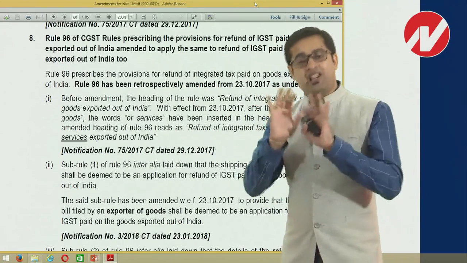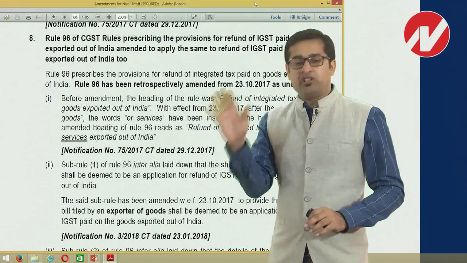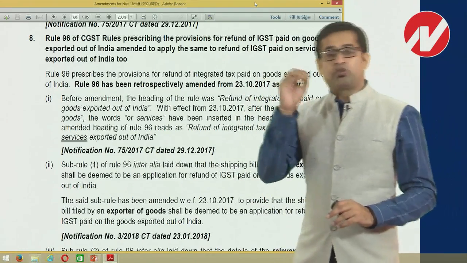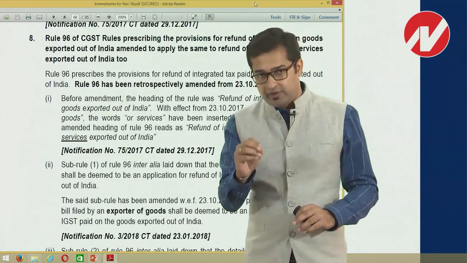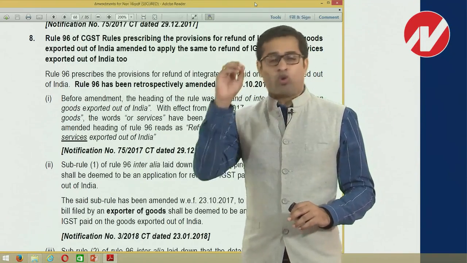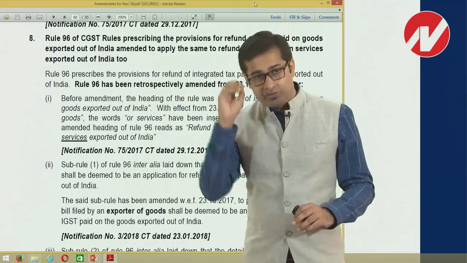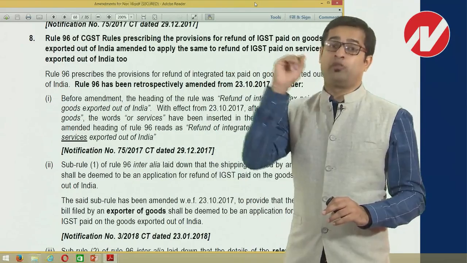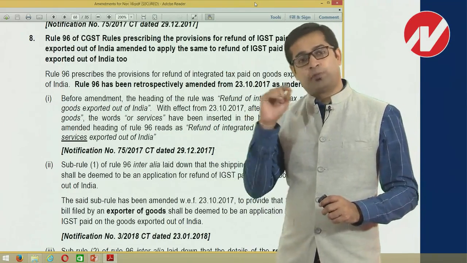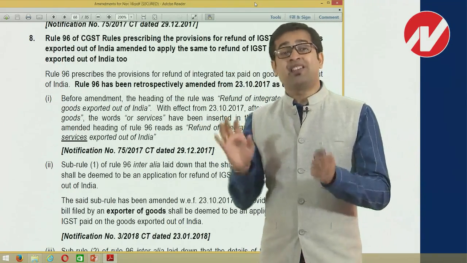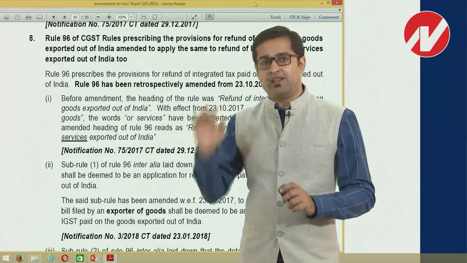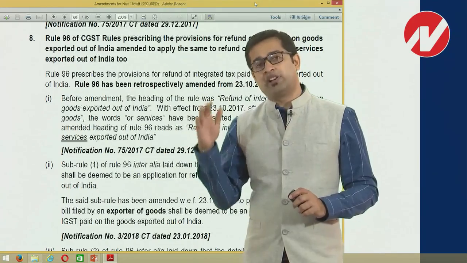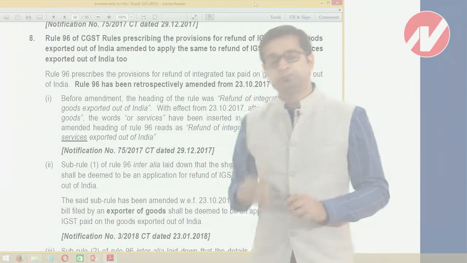So scope has been extended. The entire procedural aspect will remain the same. Like when you have to submit a lot of documents for the purpose of refund, all these documents and all these procedural aspects are going to be the same. The only difference is that Rule 96, which was talking about export of goods, will now also cover export of services. There is nothing else that we need to cover under this category, except that it was earlier applicable purely for goods. Now it is applicable for goods as well as services business.